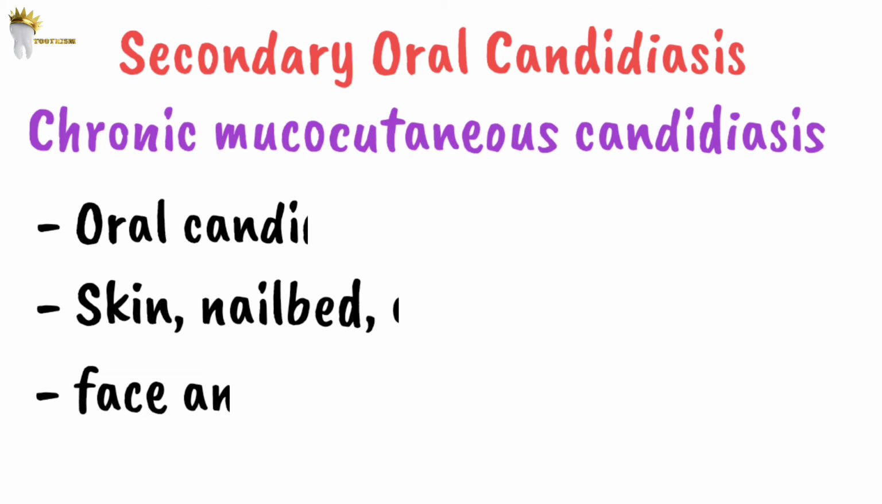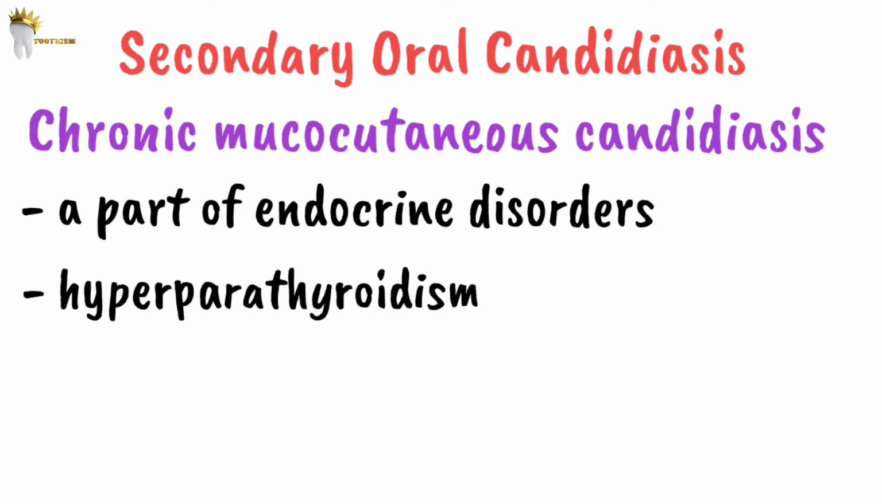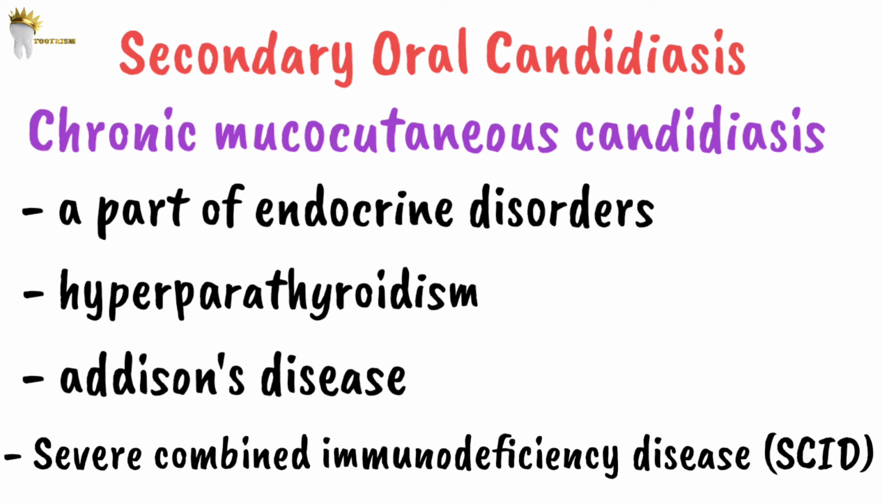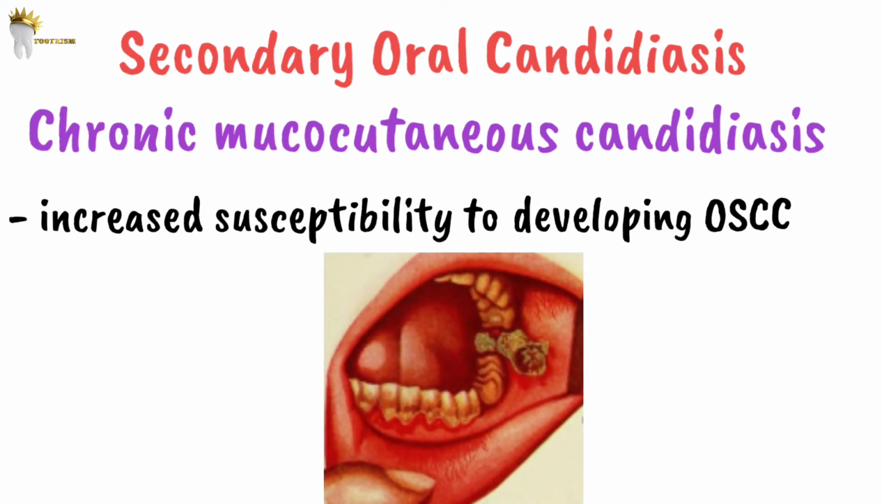Chronic mucocutaneous candidiasis can also occur as a part of endocrine disorders like hyperparathyroidism and Addison's disease. Patients with severe combined immunodeficiency syndrome also frequently develop systemic candidal infection. These patients often don't respond to standard antifungal therapies and have an increased susceptibility to developing oral squamous cell carcinoma.